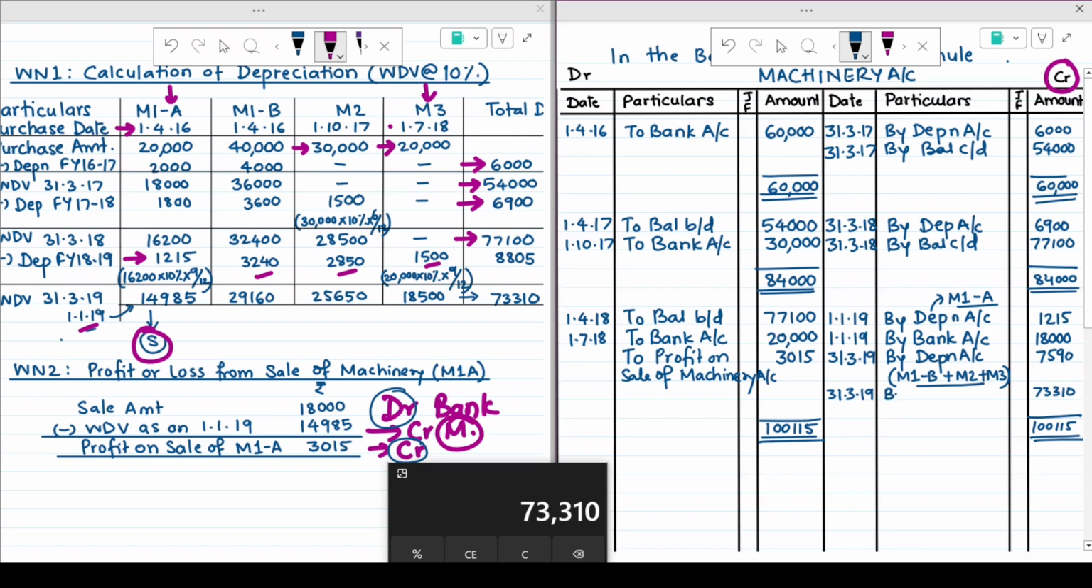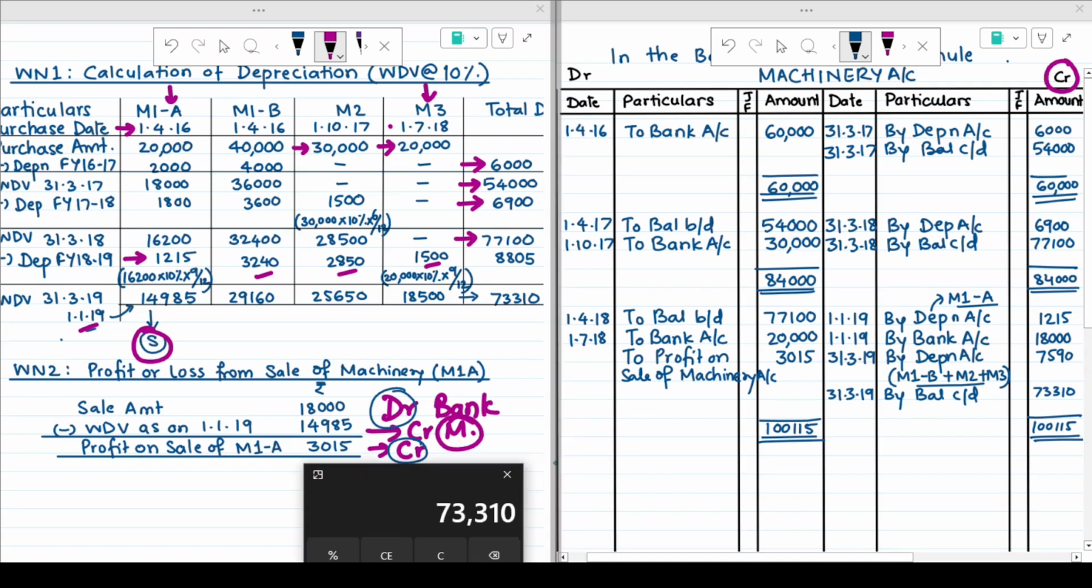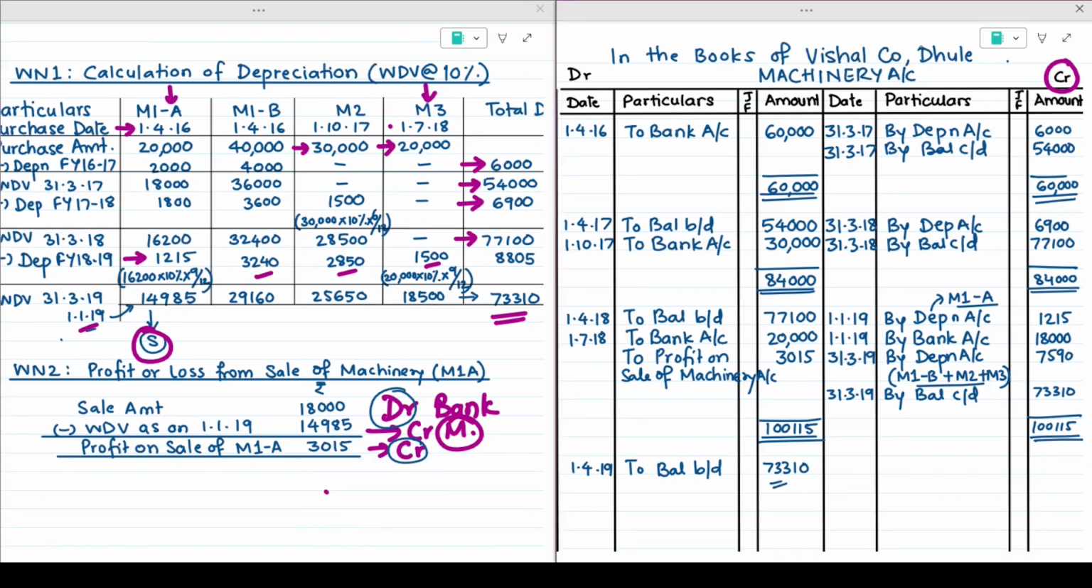By balance closed down. And this amount we will carry forward in next year on 1st April 19 to balance brought down. The amount is 73,310, and this amount matches with our working, 73,310. Oh yes, for third year we were required to pass journal entries.